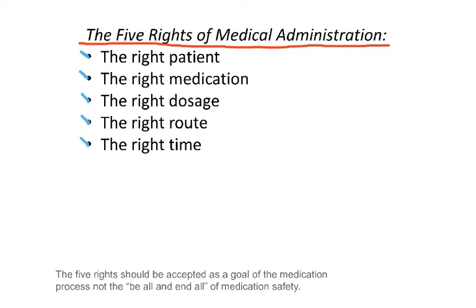These are all obviously very important rights to remember, but I put a little note down here that the 5 rights should be accepted as the goal of the medication process, not the end all be all of medication safety, right? So just doing this is not enough, but this is a really good start. So right in the middle of all of this is the right dosage. And so you might need to calculate that. And that's what we're going to focus on now and often in the future.